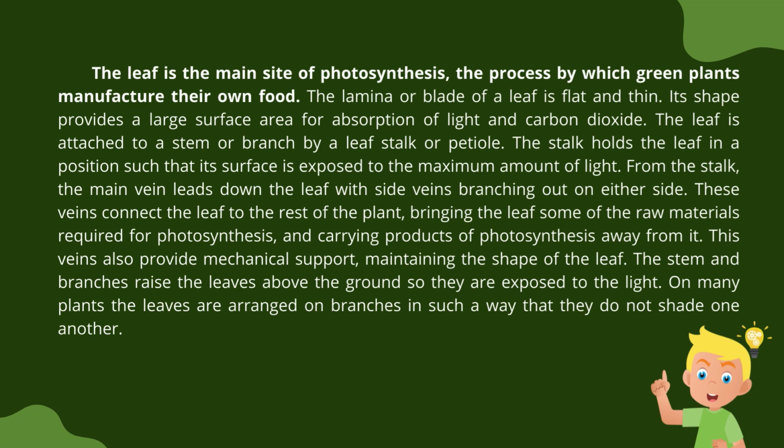The leaf is the main site of photosynthesis, the process by which green plants manufacture their own food. The lamina or blade of a leaf is flat and thin. Its shape provides a large surface area for absorption of light and carbon dioxide.